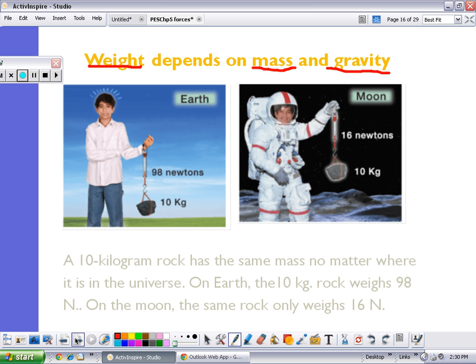But when you look at the moon, comparing the gravity from Earth to moon, a 10 kilogram rock on Earth is only 98 newtons. And on the moon, the 10 kilogram rock will be 16 newtons. So if you want to lose weight, you can go to the moon, but you realize that your mass will not change, so you're still going to look the same. You'll still have the same amount of mass.